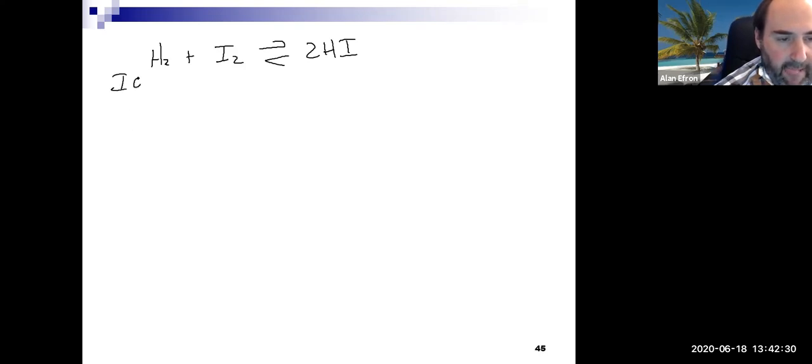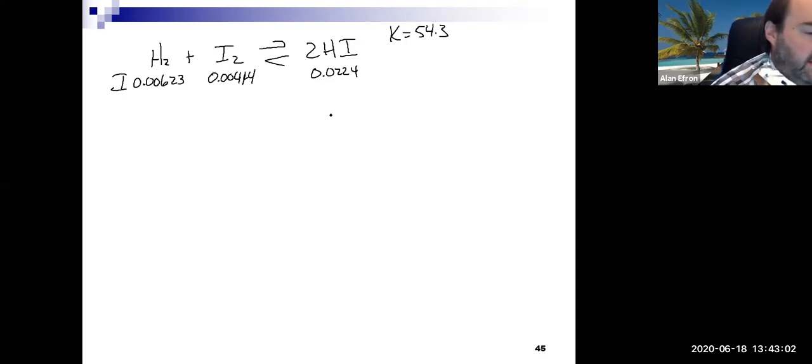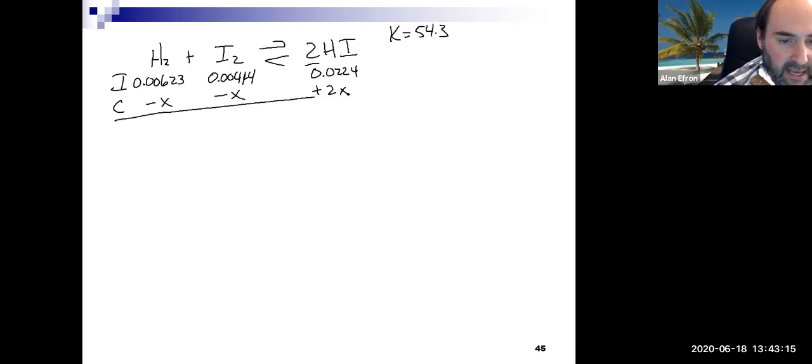0.00623. And from the problem, the I2 is 0.00414. And again, here we do have a starting amount of our product side, and that is 0.0224. And our K value in this case was 54.3. So if we continue going through our ice table here, the change part is going to be minus X, and again here, plus 2x because of the 2 that is there. We will carry those guys down.